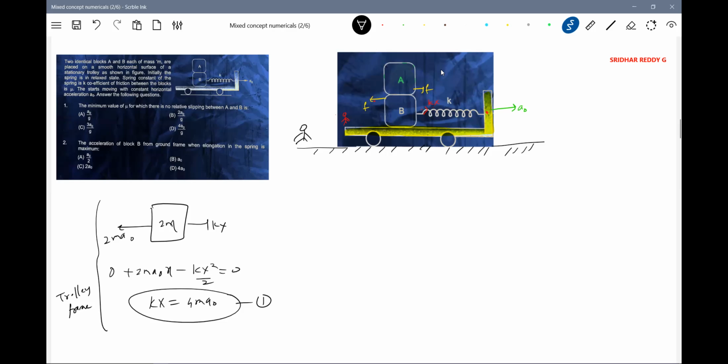In the ground frame, who will accelerate the blocks? Because the friction force will be equal and opposite in the ground frame. The whole system, what you see is like 2m. You just see that spring force is acting and it is making it accelerate A naught. So in the ground frame, what is the equation you're going to write? The spring force kx will, in fact, accelerate this one.